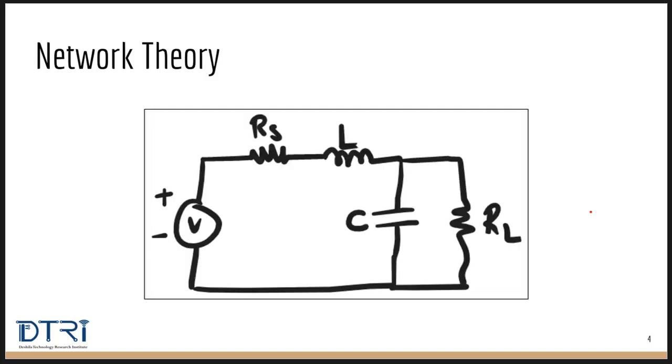So basically, you have a network made up of resistors, inductors, and capacitors with some driving source like here, and we apply various laws like Ohm's law, KVL, KCL, and so on, and then arrive at voltages and currents at various points in the circuit.